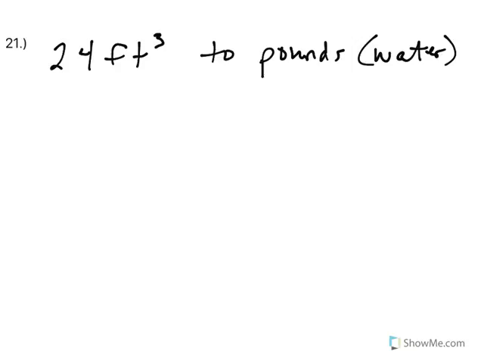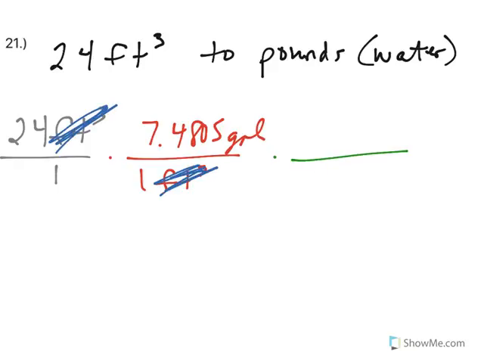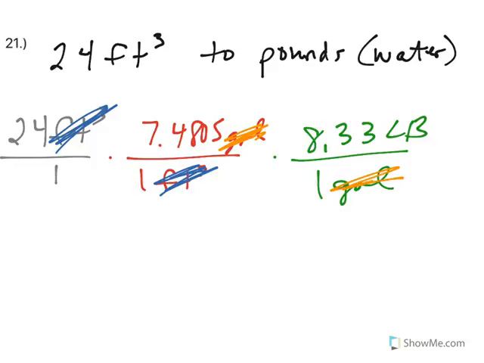Now we're going to go from 24 cubic feet of water, and how many pounds is that? Well, you can't go from cubic feet to pounds, but you can go from cubic feet, as we know, to gallons. So first we go to gallons, which makes my cubic feet go away. I know from my ratio that 1 gallon of water is 8.33 pounds. You have to make sure here that we're talking about water because different liquids do have different weights.